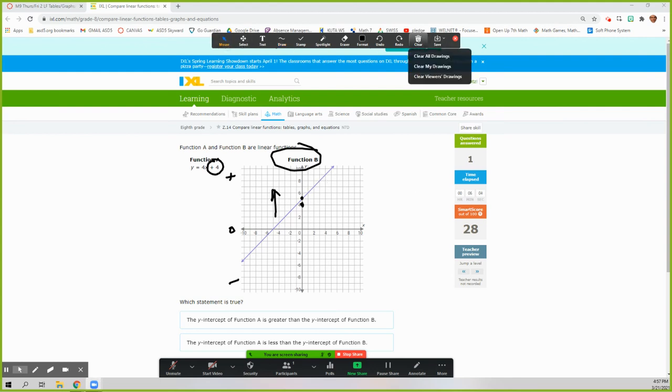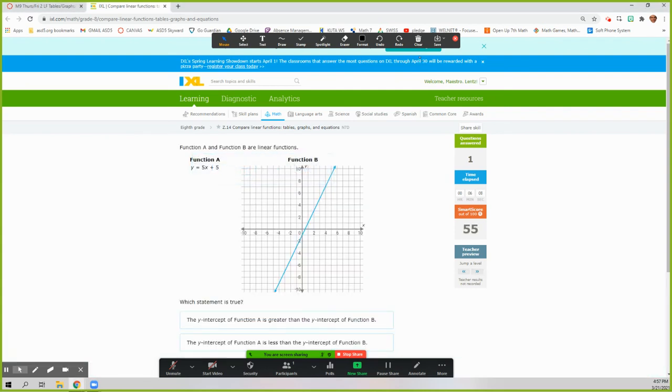And then I wanted to show you one more where they use a table. Hopefully they will. Nope, that's the same idea. Y-intercept. So this one is at 5. This one is at negative 1. This is my answer. Those are pretty fast.